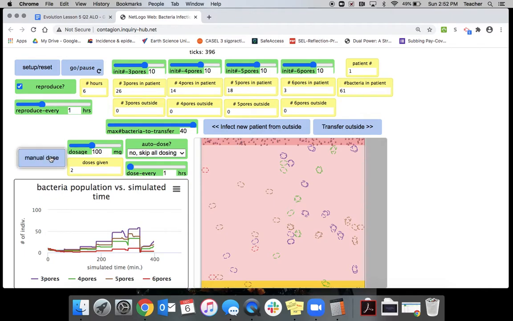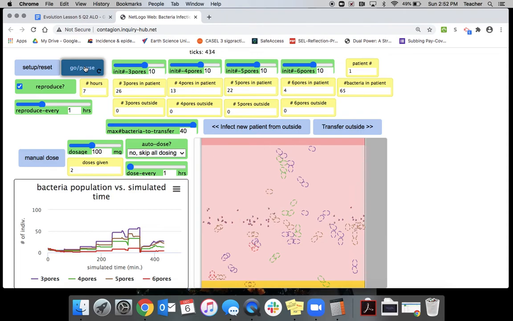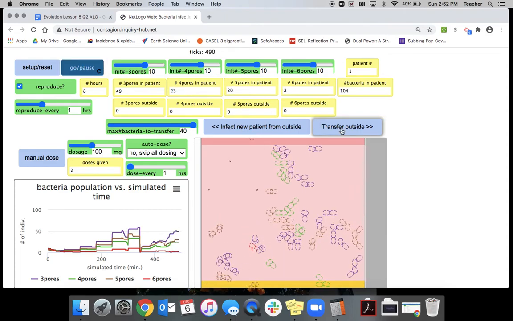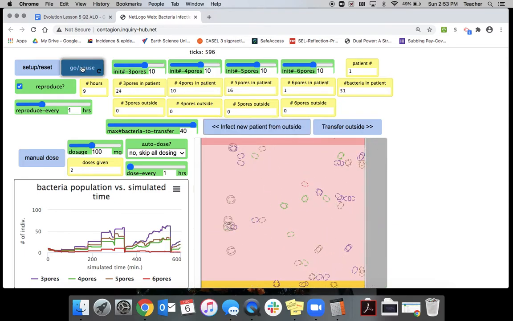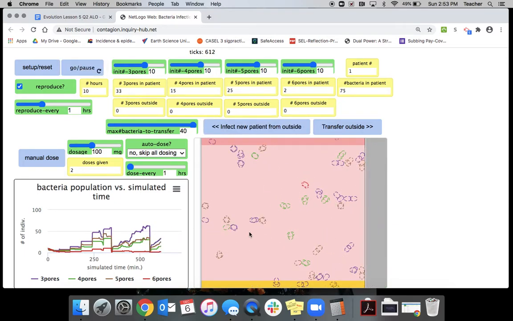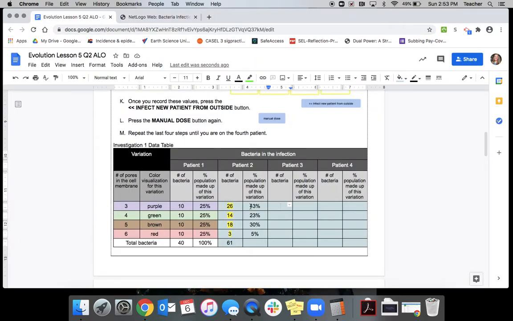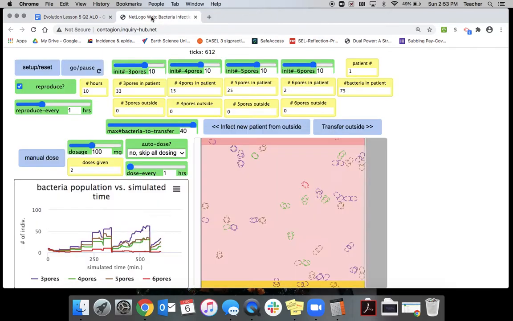So I'm going to set up a dose, and then I'm going to hit go. Transfer outside. Infect a new patient. Pause there so I can capture my data. I'm going to record the numbers 33, 15, 25, and 2, which gives me a total of 75 bacteria.